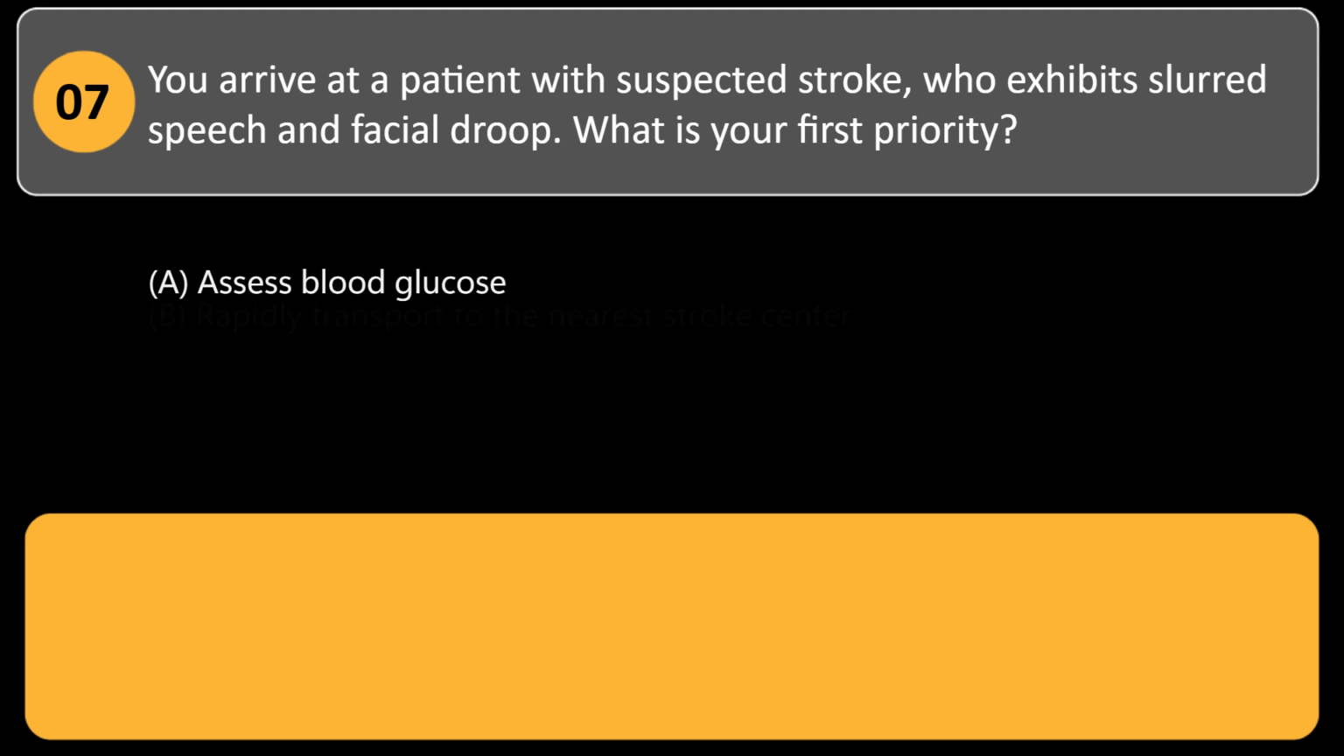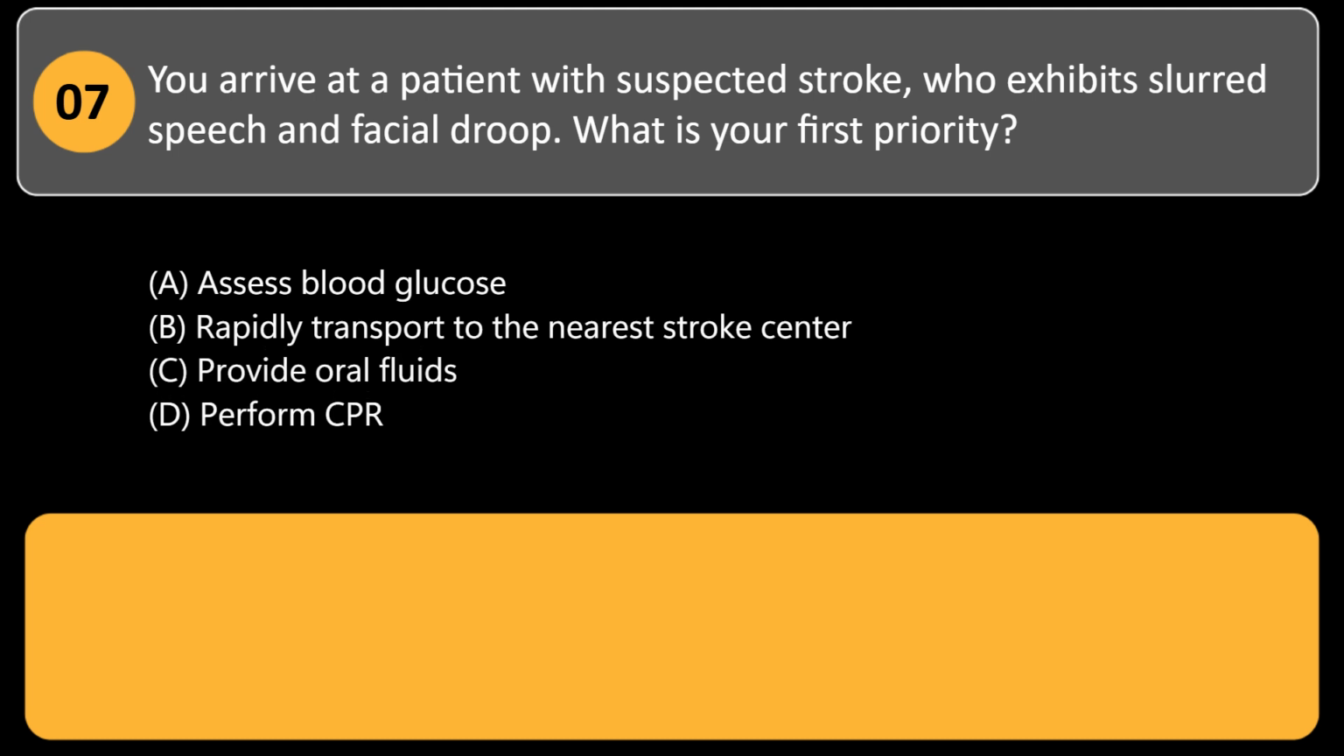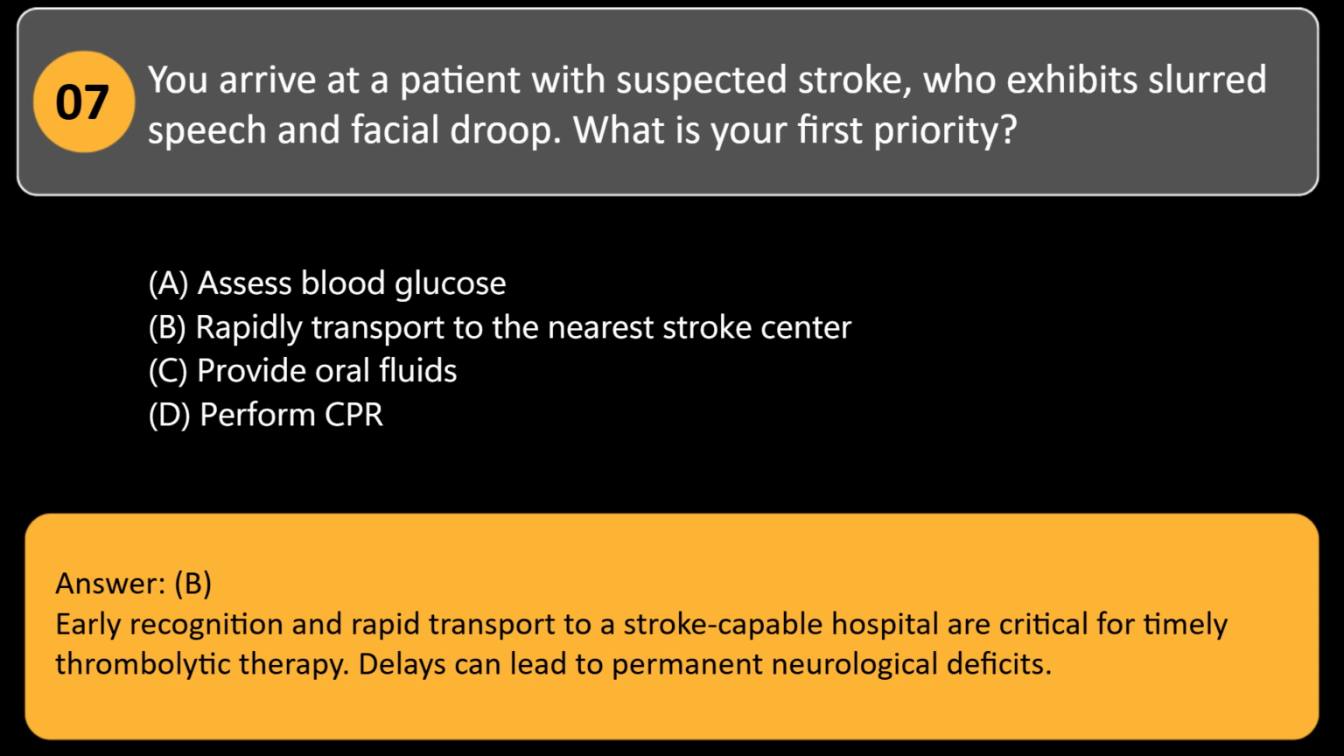You arrive at a patient with suspected stroke, who exhibits slurred speech and facial droop. What is your first priority? A. Assess blood glucose. B. Rapidly transport to the nearest stroke center. C. Provide oral fluids. D. Perform CPR. Answer, B. Early recognition and rapid transport to a stroke-capable hospital are critical for timely thrombolytic therapy.